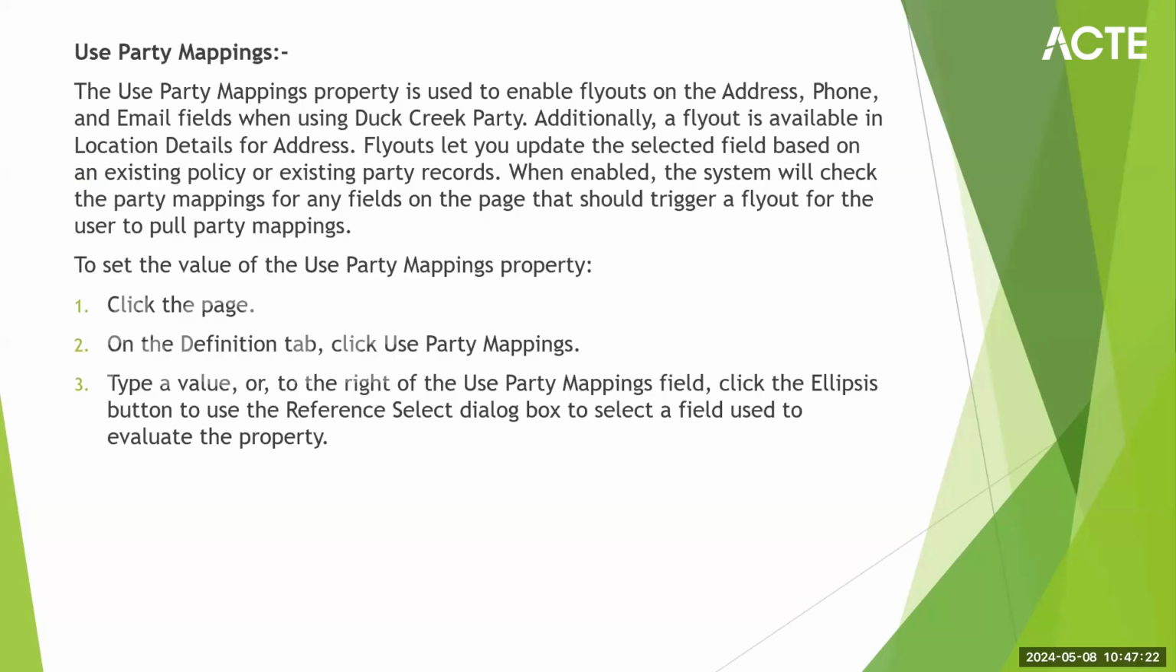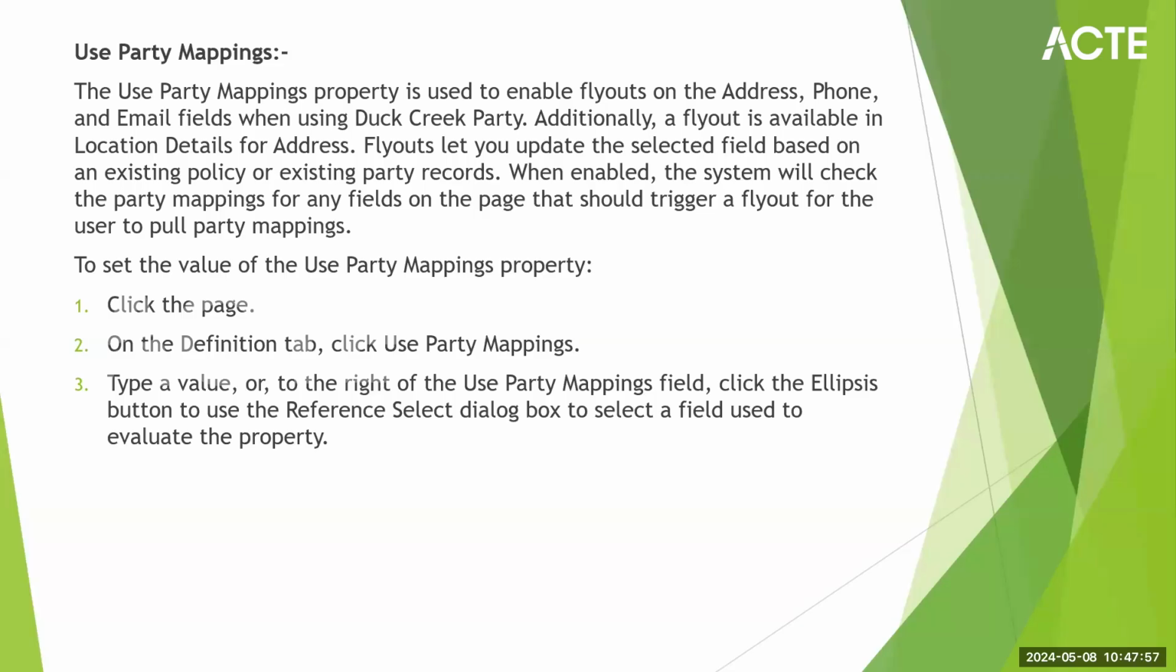Use party mapping. Party mapping will enable, for example, some of the fields like email, address, phone number. These fields need to be displayed by default. When you enter the state, automatically the pin code should be displayed. These kinds of things are mapped by default in the background. Already the data is there in the background.